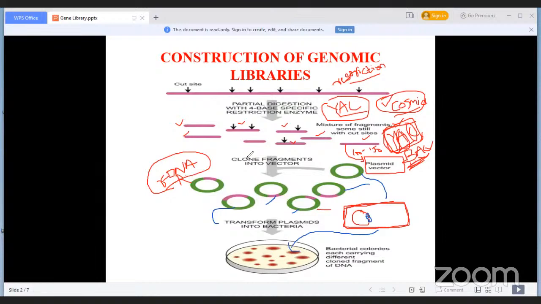Now scan the genome. Now it is clear for construction. Is construction clear to all of you? Yes, sir. Right.